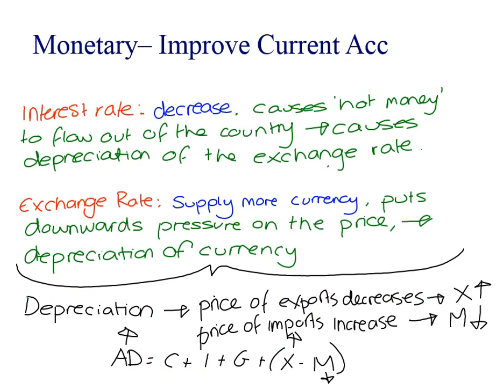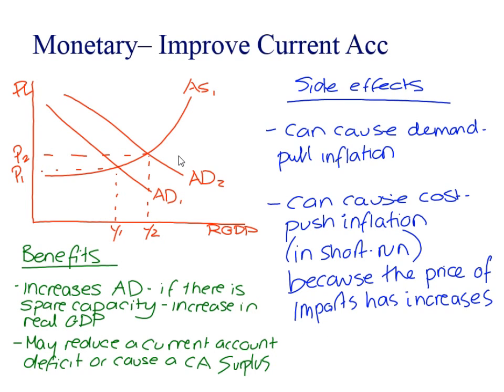Okay, and then how would we improve the current account? Well, we'd want to decrease the interest rate, wouldn't we, so that we have depreciation of the exchange rate. And so the price of exports decreases, the price of imports increases. This isn't in real terms, this is relative terms. They just appear to be more expensive. And then this little trade balance on the end would improve. And it would look like that, because it would push aggregate demand up.